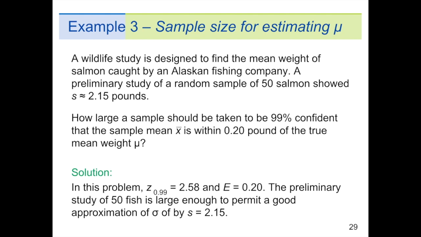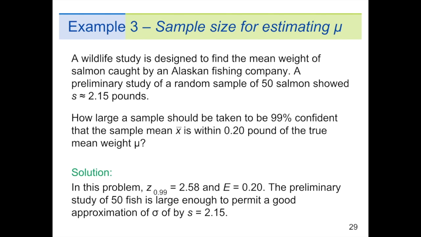A wildlife study is designed to find the mean weight of salmon caught by an Alaskan fishing company. A preliminary study of a random sample of 50 salmon showed s is about 2.15 pounds. So the sample standard deviation is about 2.15 pounds. How large a sample should be taken to be 99% confident that the sample mean x bar is within 0.2 pounds of the true mean weight mu? In this problem, Z sub 0.99 is 2.58 and E is 0.2.